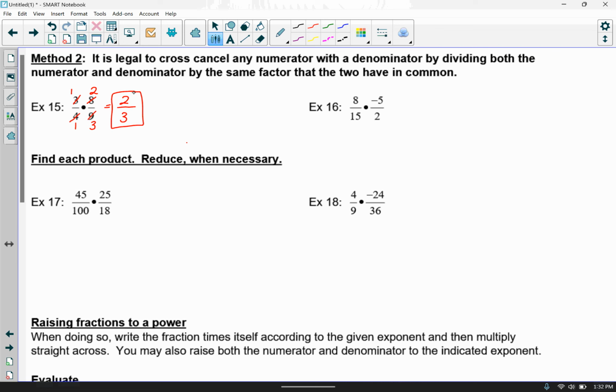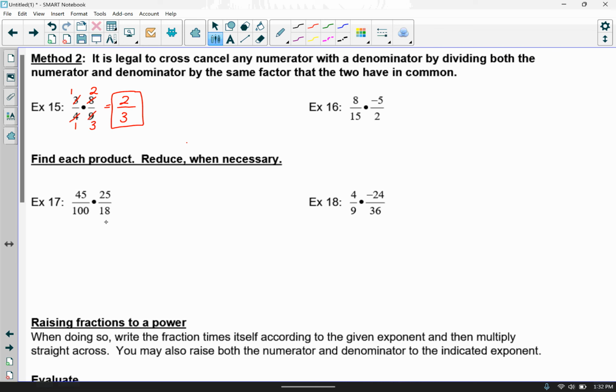So you can do whichever method you prefer, but I will say this, when you move on down to example 17, you start working with much larger numbers. The cross canceling is a valuable technique to be able to work with smaller numbers, okay, and be able to reduce and get to your final answer a little quicker. So like, for example, let's do example 17 here together. Like if I were trying to multiply 45 times 25, I would certainly have to go to my calculator. I wouldn't know that off the top of my head.